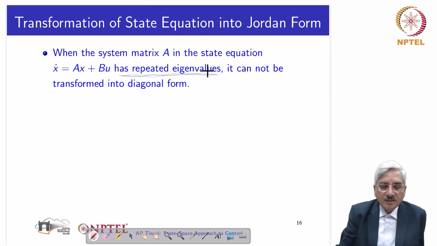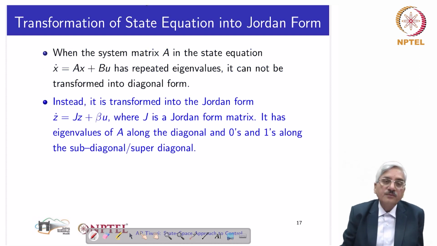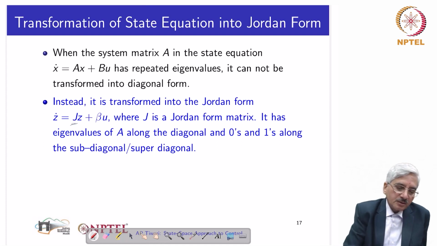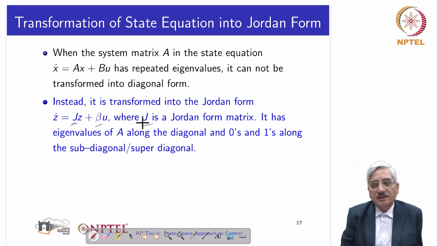Because in this case we will not get n eigenvectors, because the number of distinct eigenvalues is less, and a few of them are repeated. So the previous method will not work for the diagonalization. Instead, now the system will be transformed into Jordan form. Here the system matrix will be J, the input matrix will be beta, and J is a Jordan form matrix.